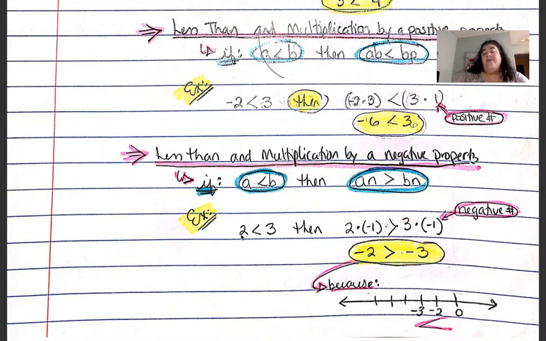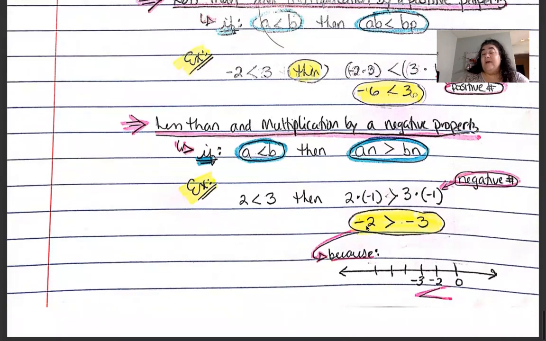So if I have 2 is less than 3, and I'm going to multiply 2 by a negative number, and I'm going to multiply 3 by that same negative number, then all of a sudden, my original number that was less than now is a negative number that is actually greater than my original number that was multiplied by a negative number. Okay? And you can see that because now -2 would be further to the right than -3 if we look at it on the number line.